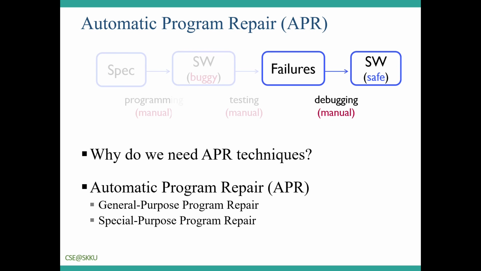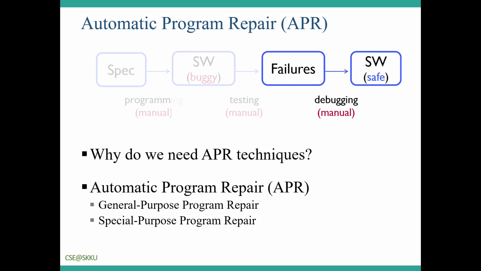Now let's switch topics and talk about program repair. Just like software testing, I will begin with a question to motivate the topic. Why do we need APR techniques? After that, I will introduce two main categories of program repair, which are general purpose program repair and special purpose program repair. The key difference is whether the technique aims to fix all kinds of errors or just specific types such as memory or double-free errors.